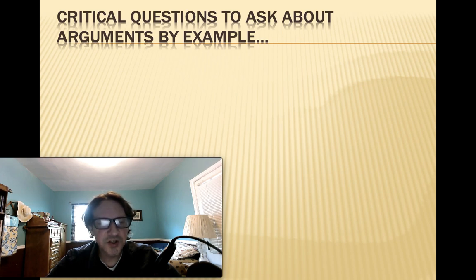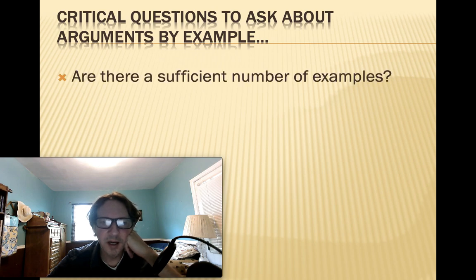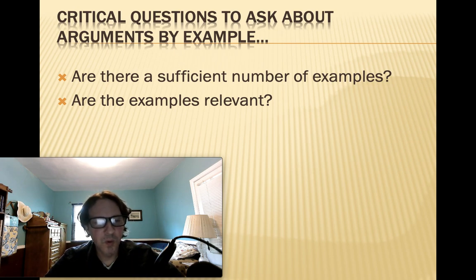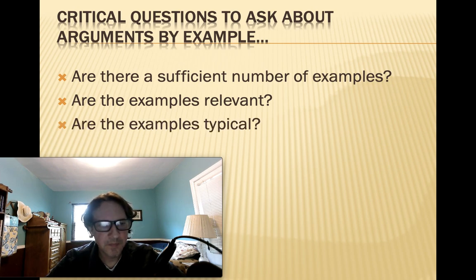Obviously, there are some questions you can ask about arguments by example, that is, ways to rebut these arguments by example. Again, sufficiency, relevance, and credibility. So are there a sufficient number of examples? Obviously one example from Joshua Reynolds is probably not enough to prove the broader claim there. Are the examples relevant? Is Joshua Reynolds' race really relevant? Maybe his crime was particularly brutal or something like that.